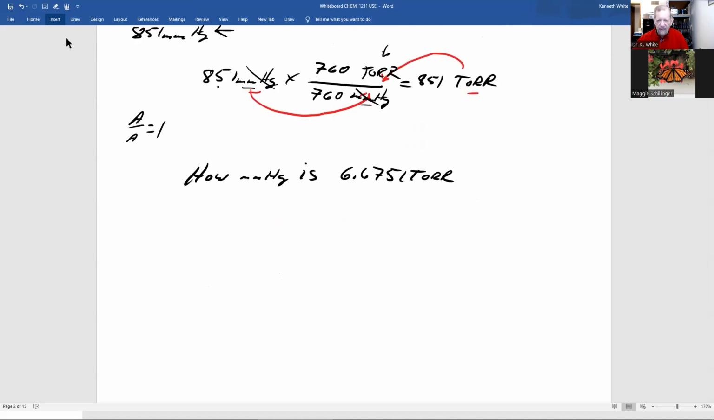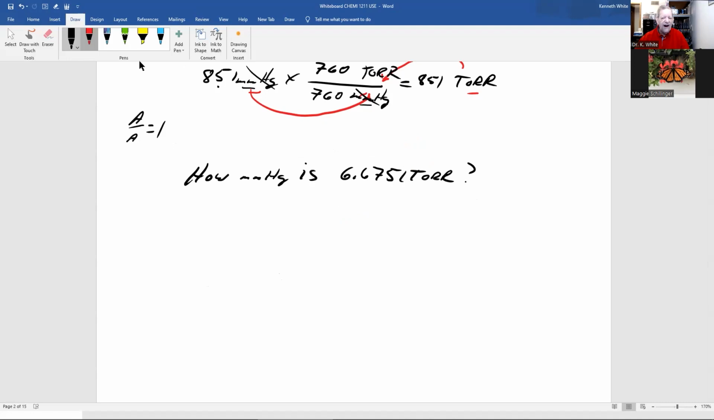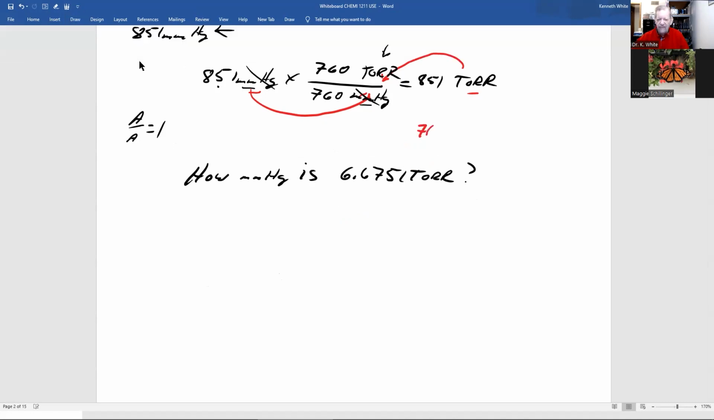And the question is, how many millimeters of mercury, mmHg, Hg is mercury, is 6.6751 torr. And since you can't see it, I will remind you. This 760 millimeters of mercury equals 760.